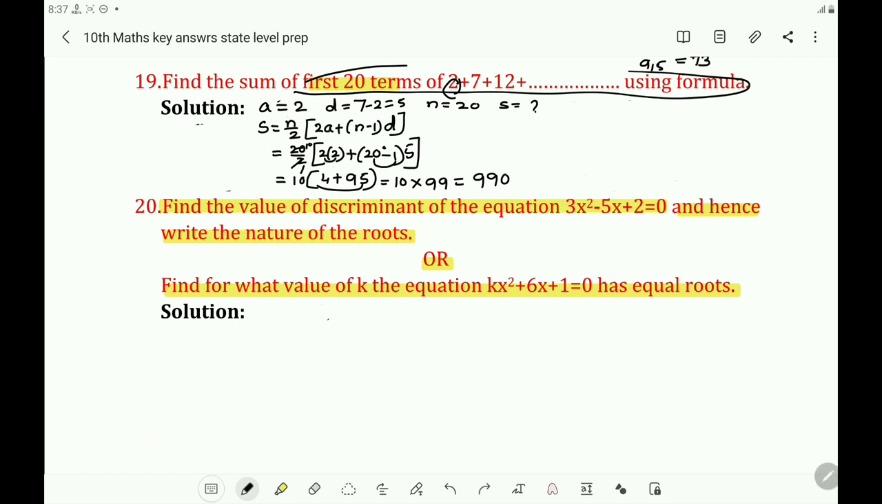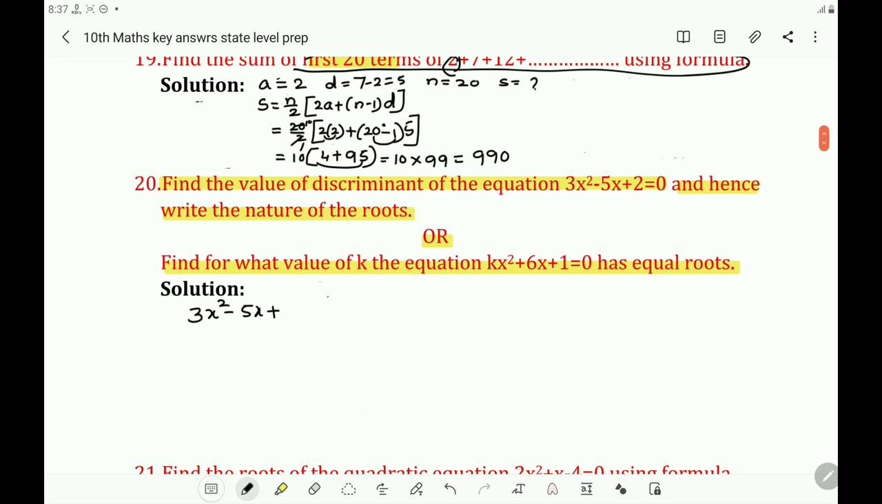So you write 3x square minus 5x plus 2 equals 0. Write the values of A, B and C. A equals 3. B equals minus 5. C equals 2. Write the discriminant part. So which is the discriminant part of the quadratic equation ax square plus bx plus c equals 0? That is b square minus 4ac.